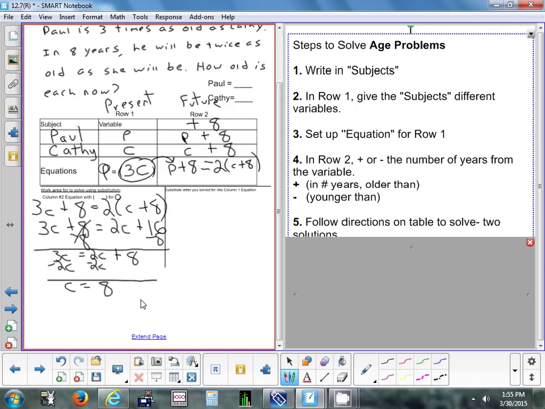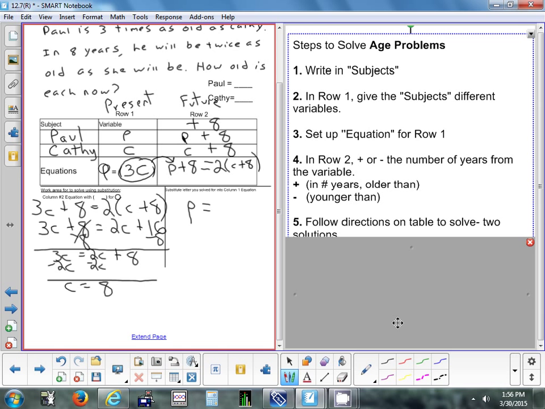Now I'm going to take what I just solved for, this C equals 8, and plug it into my equation from row 1. Like I was saying earlier when we're doing substitution, you always want to try to go to the variable that's already by itself. P is already by itself. I want to go back and plug it in. All right? So I get P equals what?